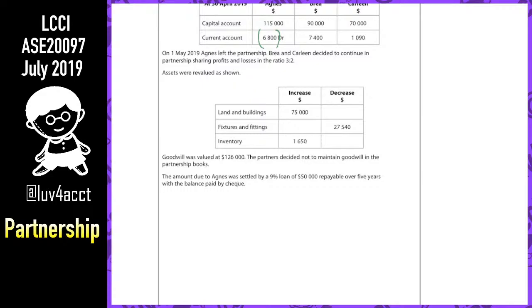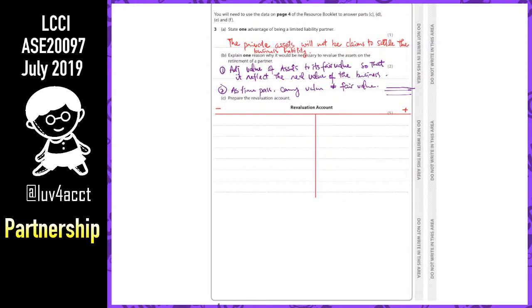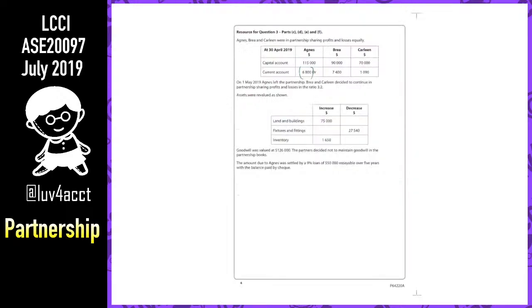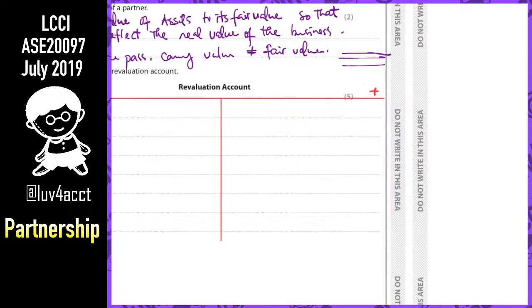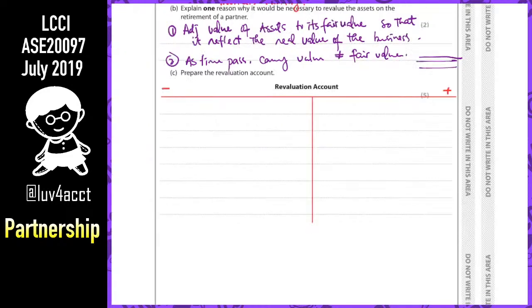Sometimes you can also bring the revaluation of goodwill into the revaluation account, but usually we can see these LCCI questions would not do that. They tend to deal with goodwill separately. So there is an increase in the value of land and buildings. Let us put it first. How much? 75,000. This is land and buildings.